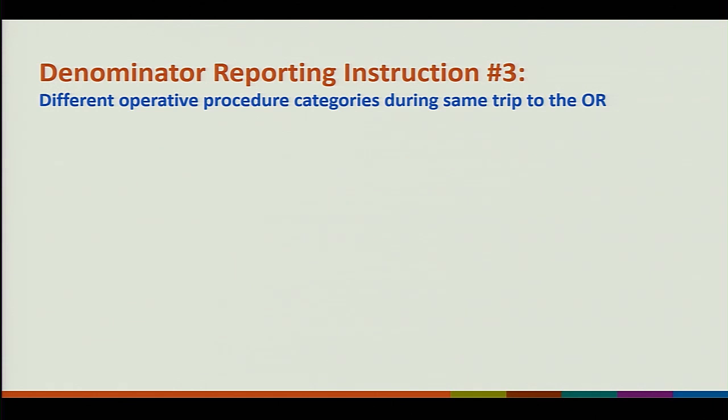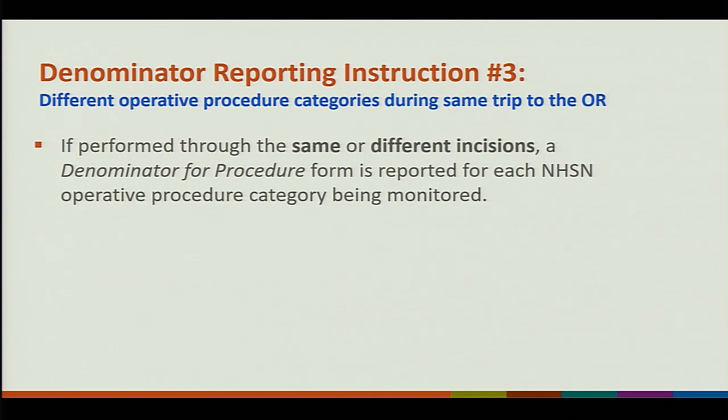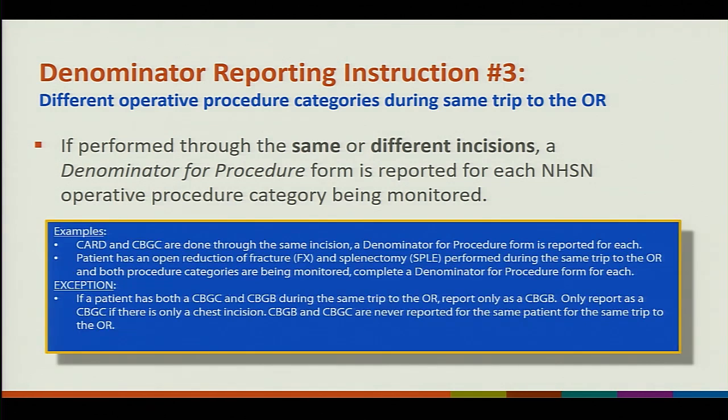So denominator reporting instruction number 3 addresses different operative procedure categories during the same trip to the OR. If performed through the same or separate or different incisions, a denominator for procedure form is reported for each NHSN operative procedure category that's being monitored. Let me give you some examples. Let's say a patient has a CARD and a CBGC procedure performed during that same incision during the same trip to the OR. So a denominator for procedure report is reported for each.